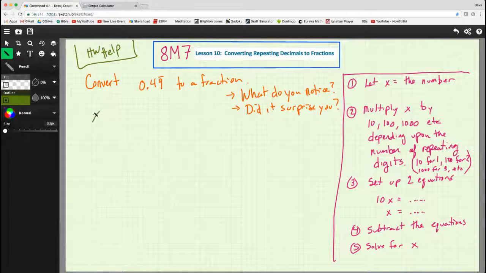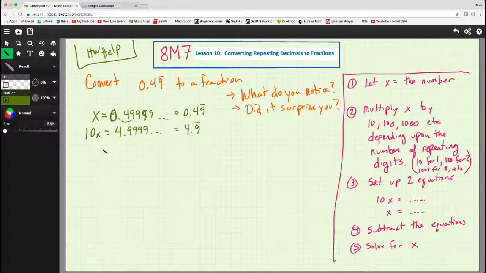So x is equal to 0.49999. So 10x is equal to, we're going to move the decimal 1 over, and we get 4.9999... So that's equal to, again, 0.49 repeating, and this is equal to 4.9 repeating.